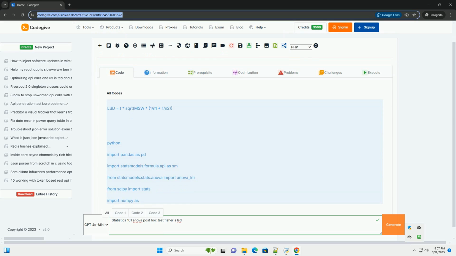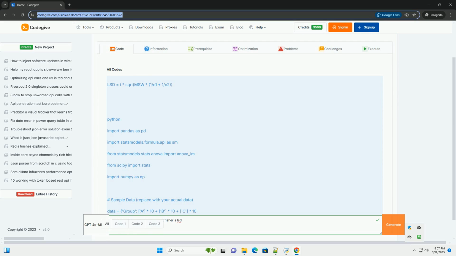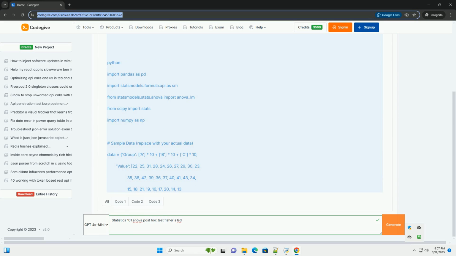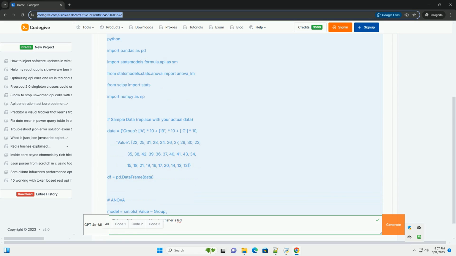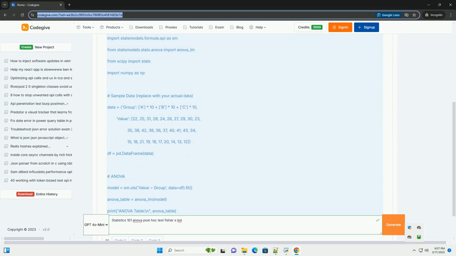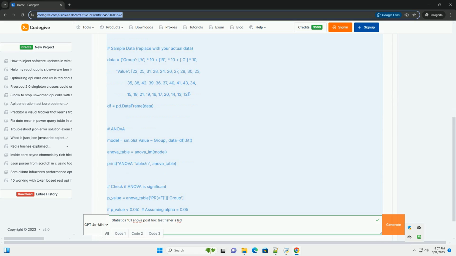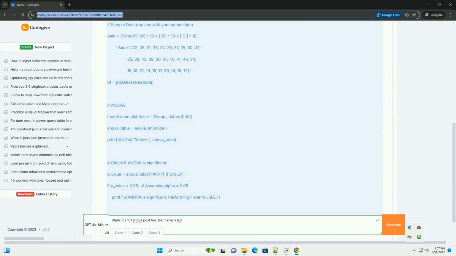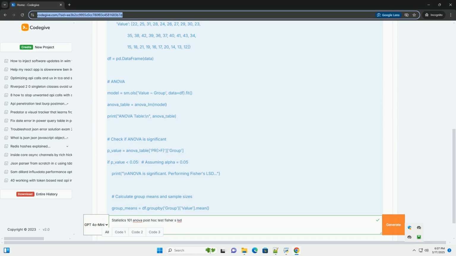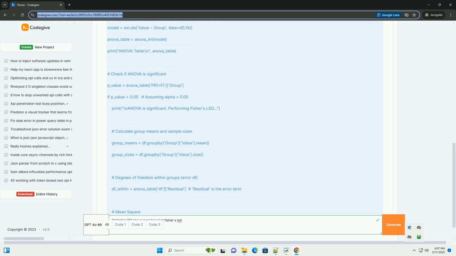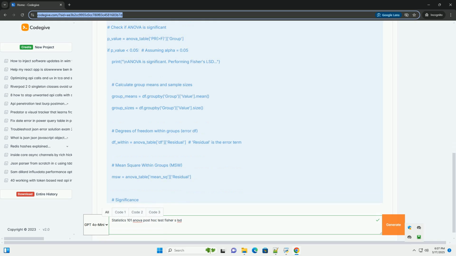OK, let's dive into the world of ANOVA, analysis of variance, post-hoc tests, specifically focusing on Fisher's least significant difference, LSD. This will be a detailed explanation, combining the theory with practical code examples, using Python with the statsmodels and scipy libraries. What is ANOVA and why do we need it?